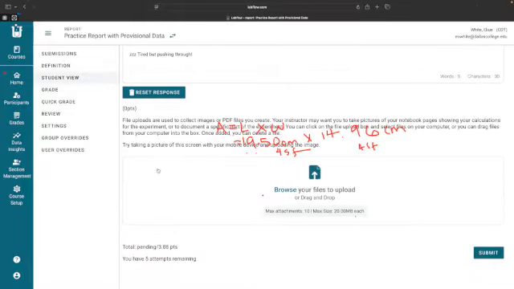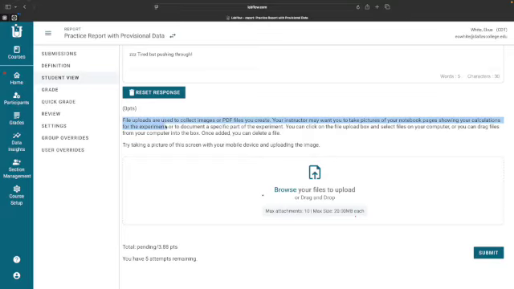And then finally, we're asked to upload files, right? Take a picture of the screen. File uploads are used to collect images or PDF files you create. Your instructor may want you to take pictures of your notebook pages showing your calculations for the experiment or to document a specific part of the experiment. You can click on the file upload box and select files on your computer, or you can drag files from the computer into the box. Once added, you can delete the file.